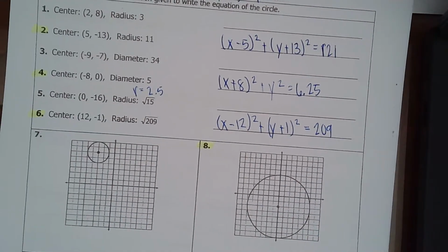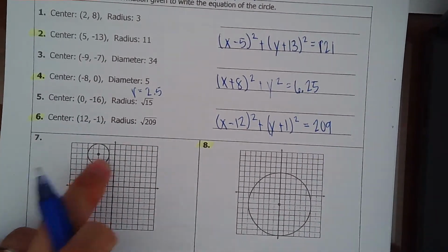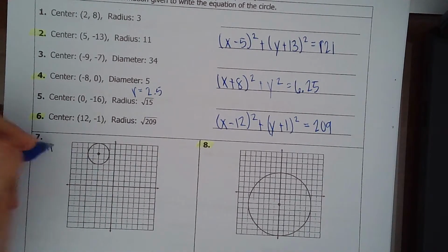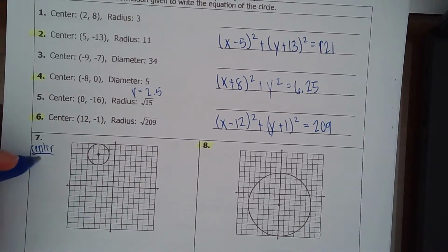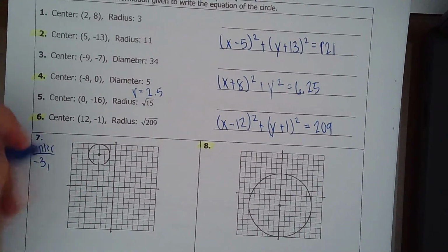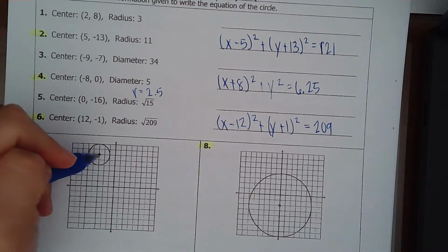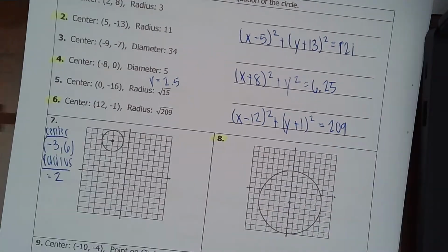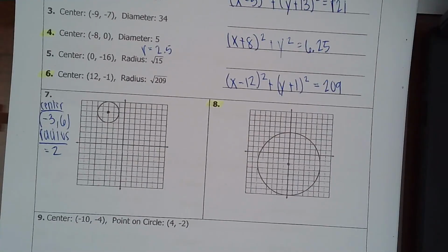Okay, so now let's look at this one. I'm going to find my center, and if I count over, I see that my center is equal to negative 3 and a positive 1, 2, 3, 4, 5, and a positive 6. For my radius, I go ahead and count from my center over to the side of my circle in any direction, and I get that my radius is 2. So I'm just going to plug that into my equation.